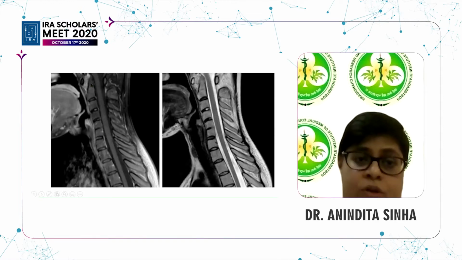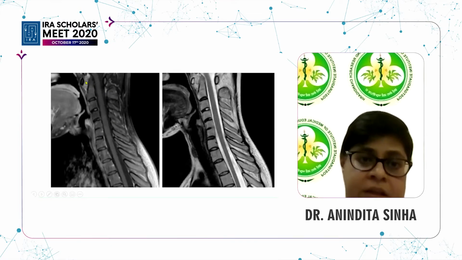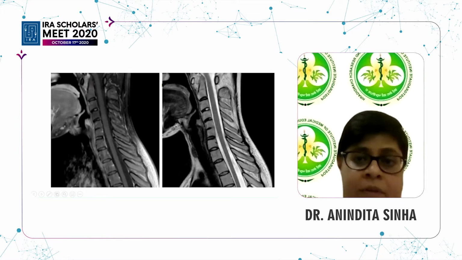And these patients are also sometimes prone to atlantoaxial subluxation. And here, this is the posterior margin of the atlas. This is the dens. If you measure this, this is more than 1 mm, and this is also abnormal.